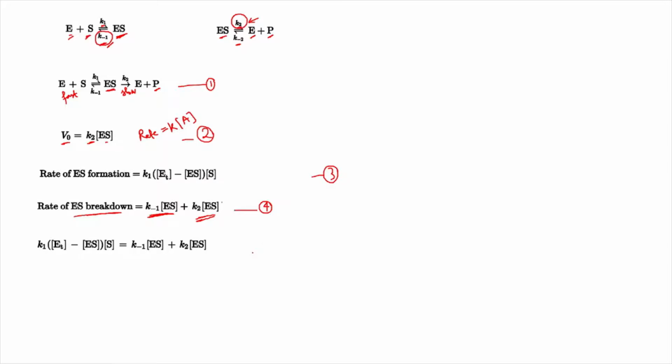Now we are assuming something which is called the steady state assumption. What we are assuming in steady state assumption is that the rate of formation of enzyme substrate complex is equal to the rate of breakdown of the enzyme substrate complex. Then these two equations will become equal to each other. So we have done that. K1 into (ET minus ES) whole into S is equal to K minus 1 into ES plus K2 into ES.